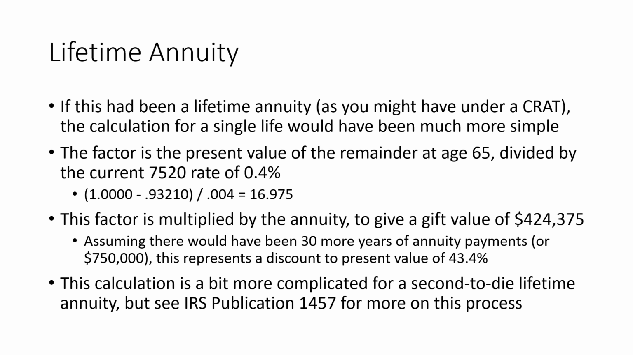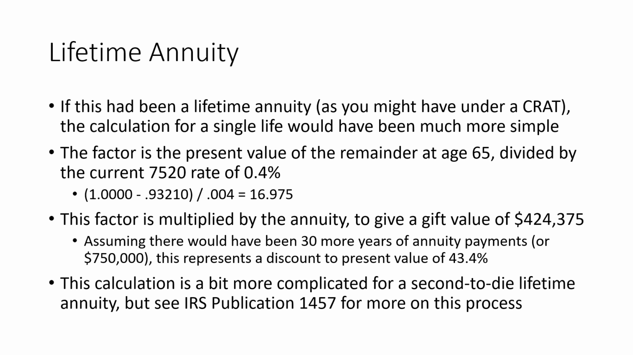16.975. When multiplied by the annuity of 25,000 a year, that would have given us a gift value of the present value of this remaining annuity interest payable over life of 424,375. Now, if you just looked at the sum total of the payments to be received over maybe a 30-year life expectancy, which is just a number I pulled out of thin air, we would have gotten 750,000 over the remaining lifetime of this annuity. So what we have here based on this calculation is really a present value discount of 43.4% when you compare the two numbers.